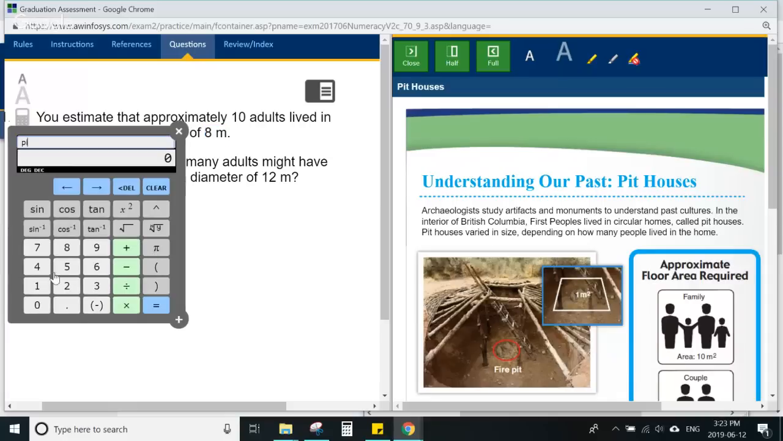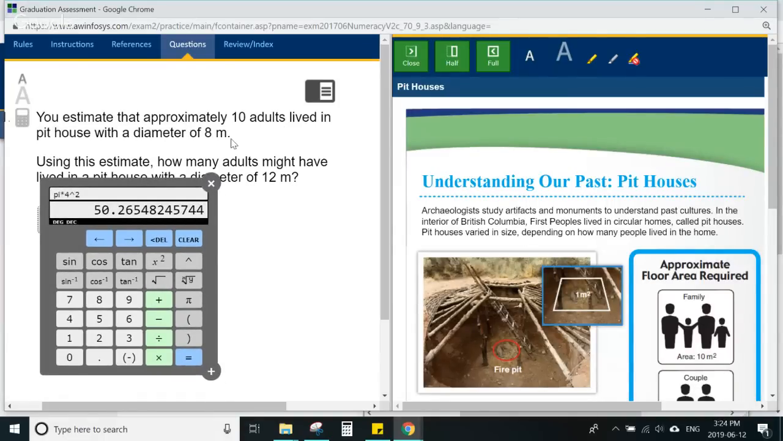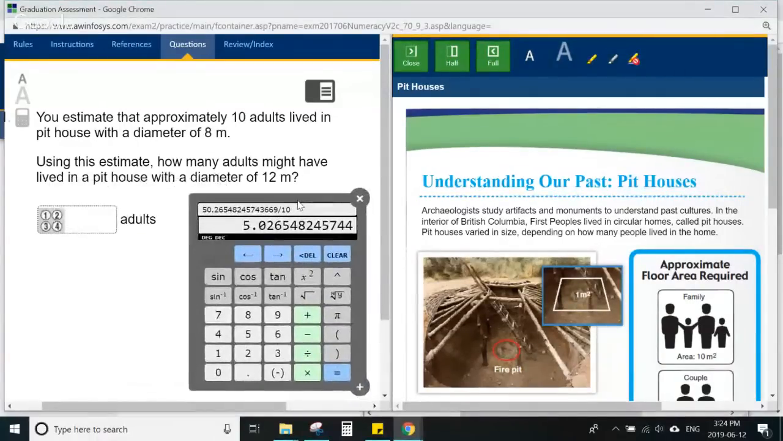We're going to go pi times 4 squared. That'll give me my area. We had 10 adults living in it. So if I divide that by 10 adults, it gives me approximately 5 square meters per adult. 5 square meters per adult.